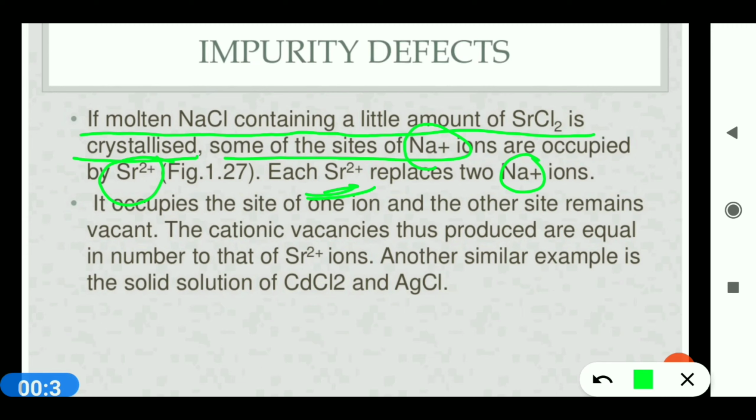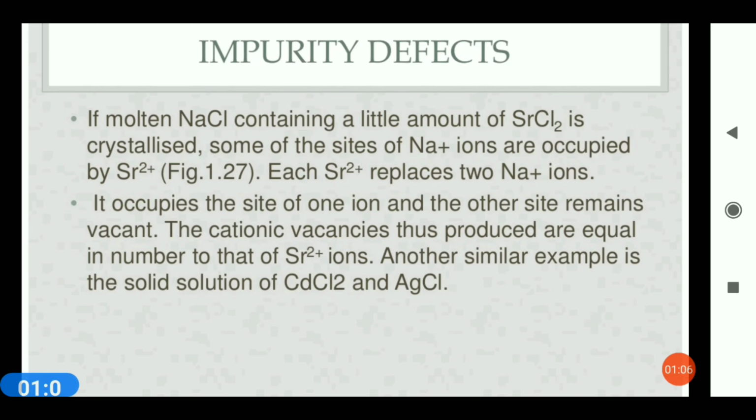It occupies the site of one ion and the other site remains vacant. So the cationic vacancies thus produced are equal in number to that of the strontium ion. Same example you can see in cadmium chloride and silver chloride. So this type of defect is known as the impurity defect. Here strontium ions are impurities in the sodium chloride crystal.